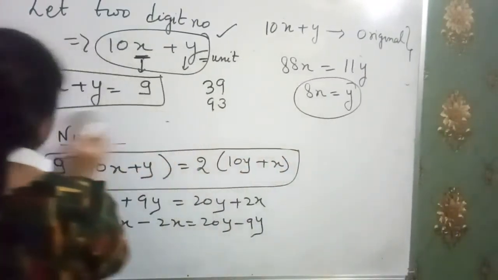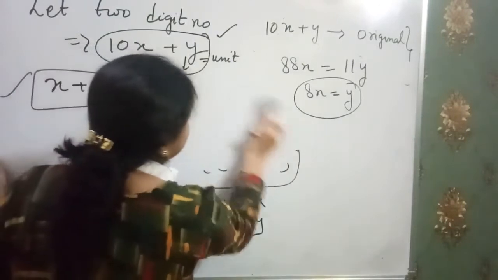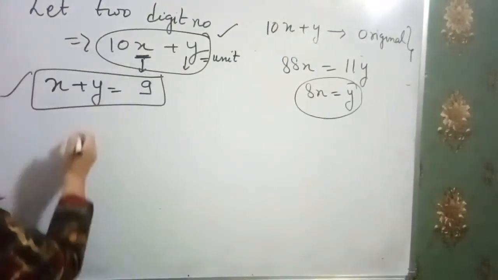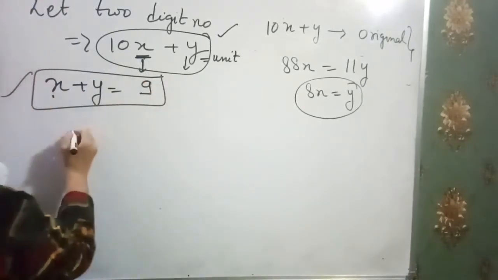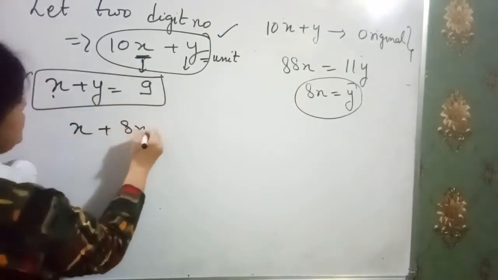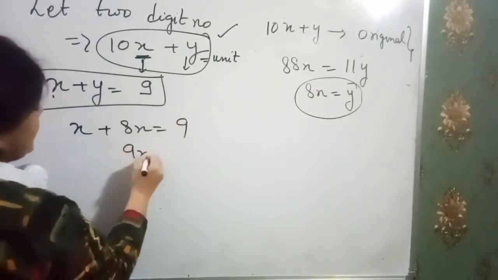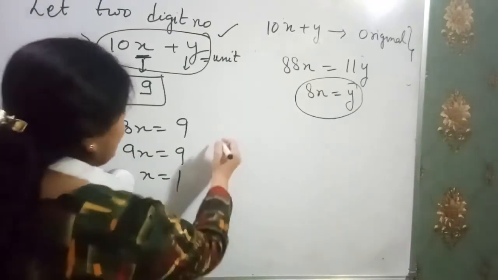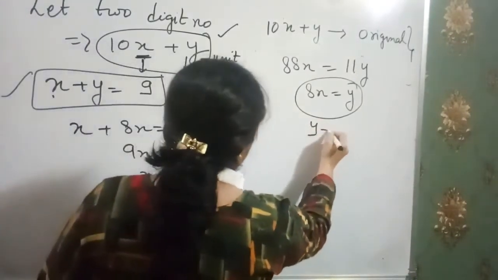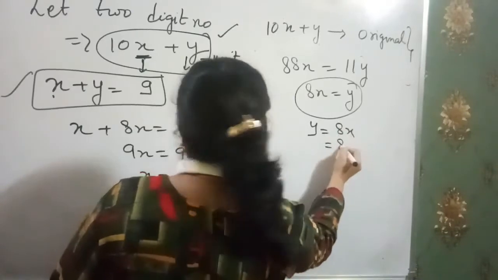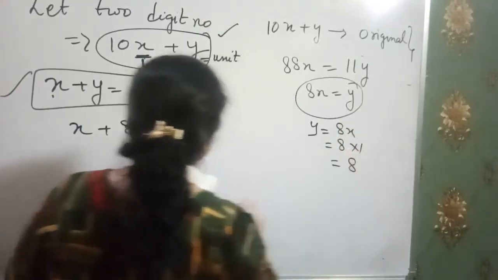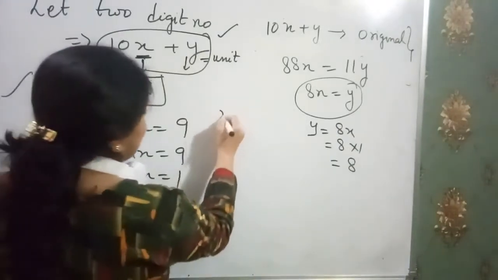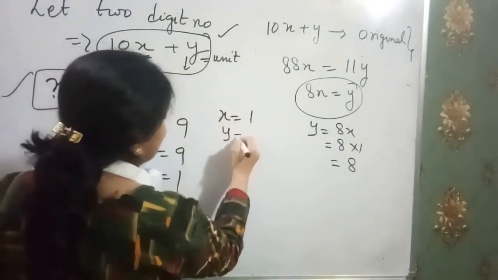Okay, and where we put that digit in the first equation. Clear? So in place of y we write 8x, so 9x is equal to 9, x is equal to 1. So the value of y is 8x, that is 8 into 1, that is 8. So now this is not the answer. For writing the answer, value of x is 1, value of y is 8.